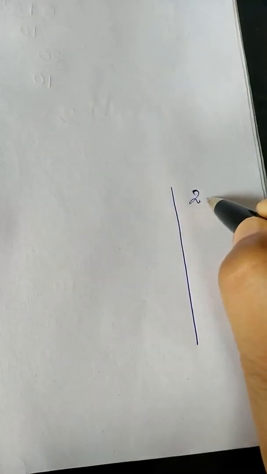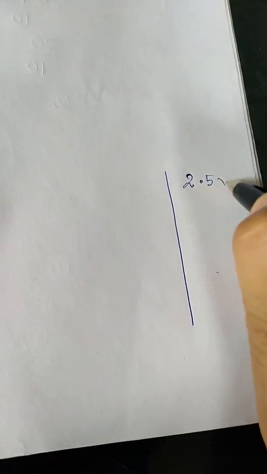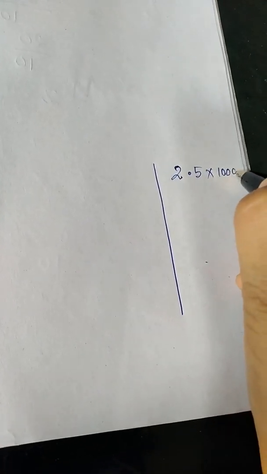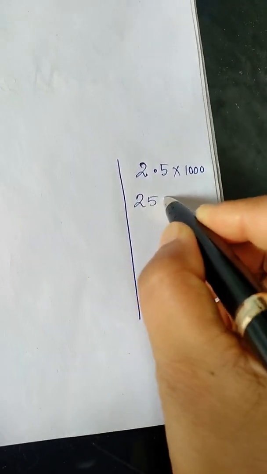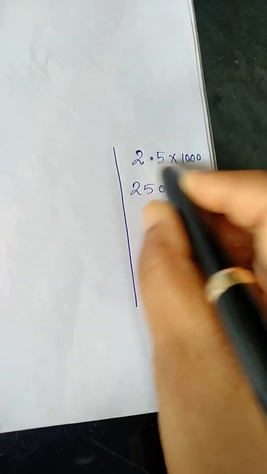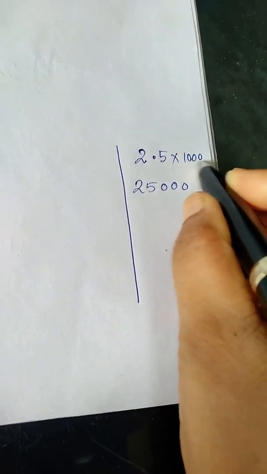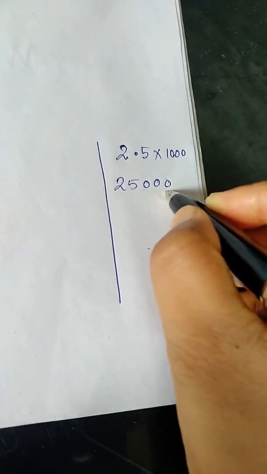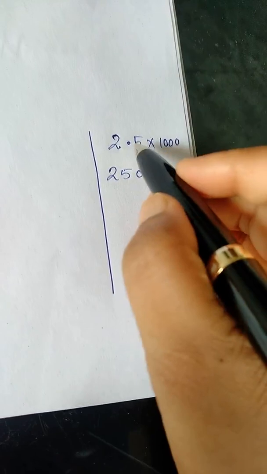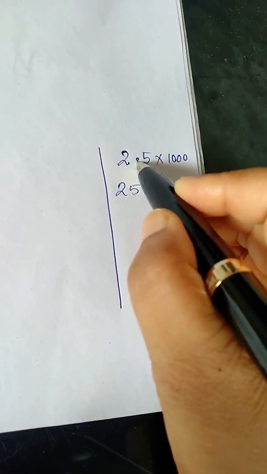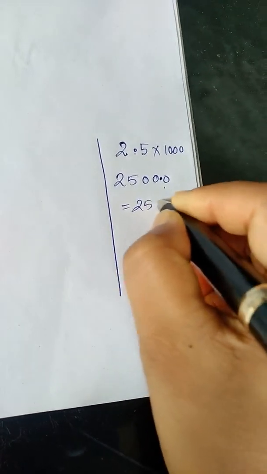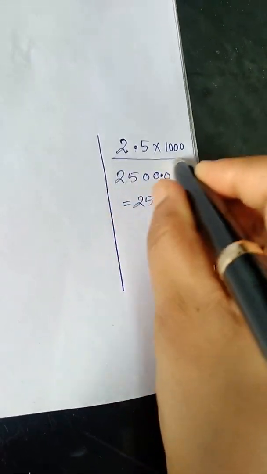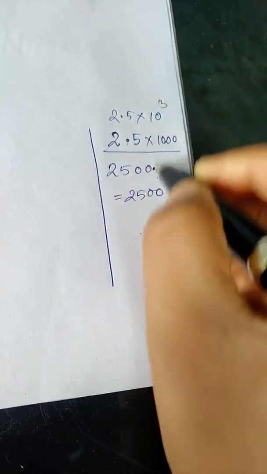If 2.5 into 3 zeros are there, what we do? Simply 2, 5, 0, 0, 0. When we multiply with zeros, the number of zeros will be added at the end, and the decimal will be put before one digit. So this is the number now, if it is in standard form, that means 2.5 into 10 to the power 3.